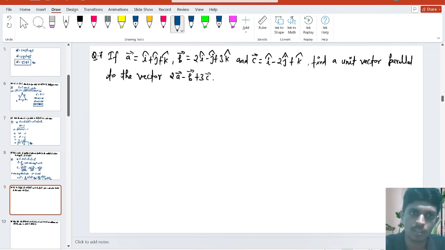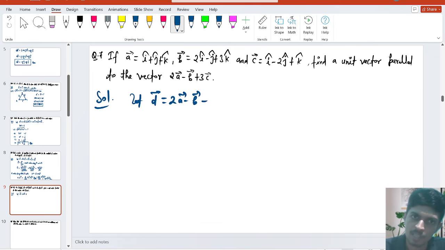So come to the next. Here you see that vector A equal to i cap plus j cap plus k cap, vector B and vector C are given. Find a unit vector parallel to the vectors. Let vector D equal to 2 vector A minus vector B plus 3 vector C. Just simplify it. If you simplify it, what do you get?